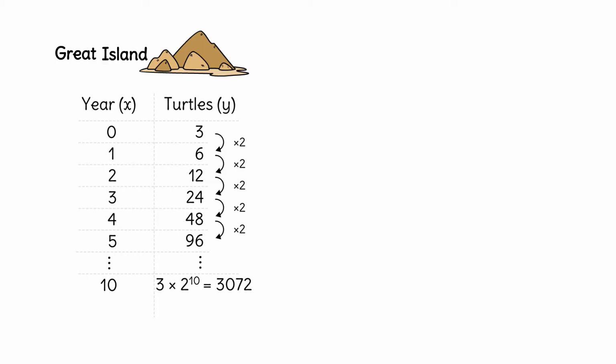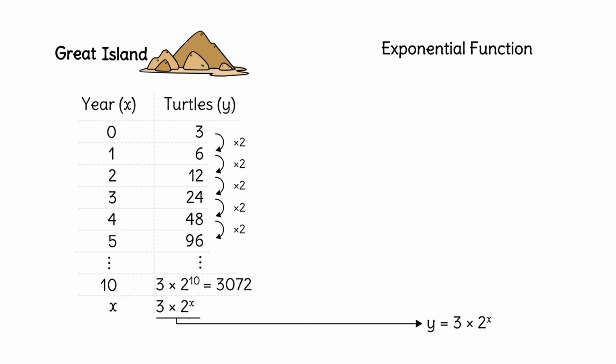Now, let's write an expression for the number of turtles after X years. 3 times 2 to the X. Y equals 3 times 2 to the X is an exponential function. Y is the number of turtles after X years. It's called an exponential function because X is the exponent.